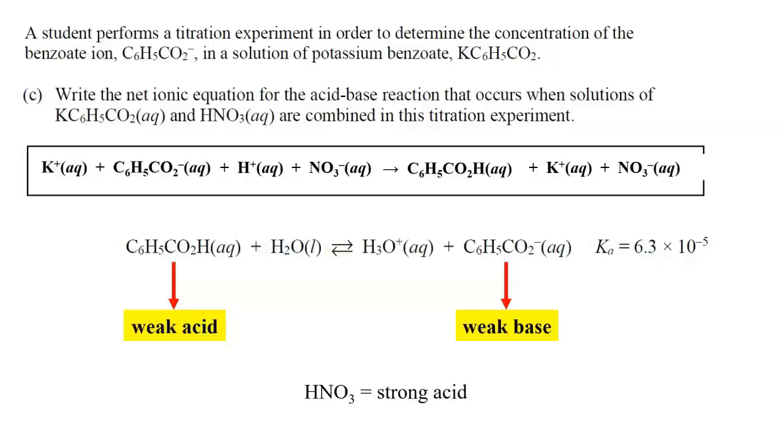And so now, like we have seen earlier, when you write a net ionic equation, you talk about the reactants and the products, but then you have to cross off any spectator ions that you see on both sides of the equation. So I'm going to go ahead and do that now.